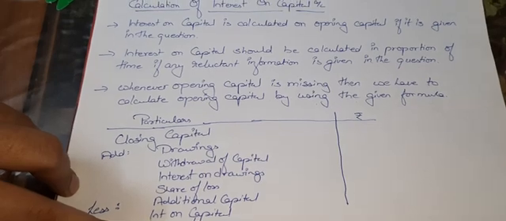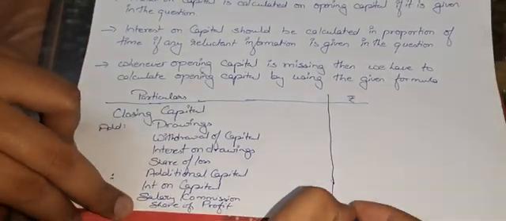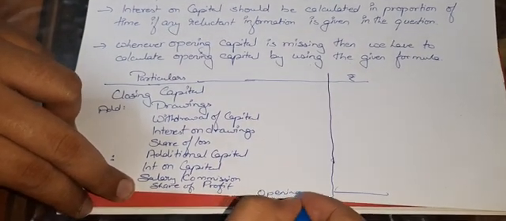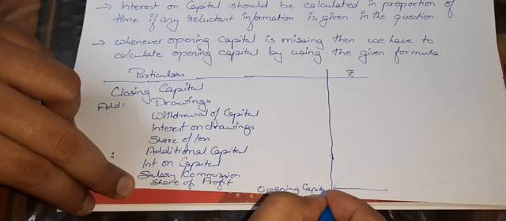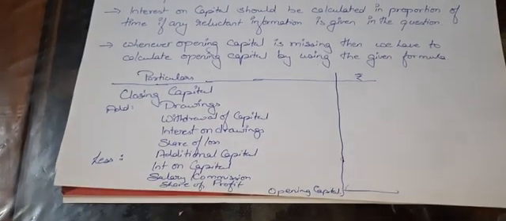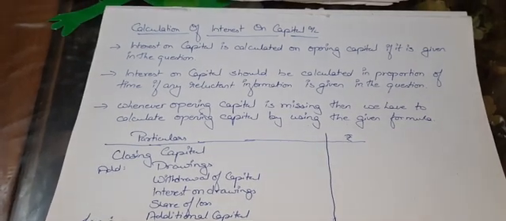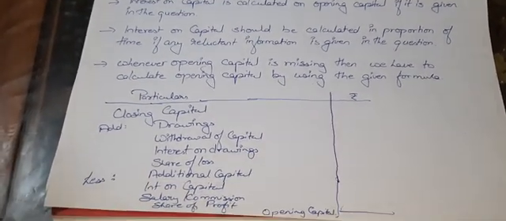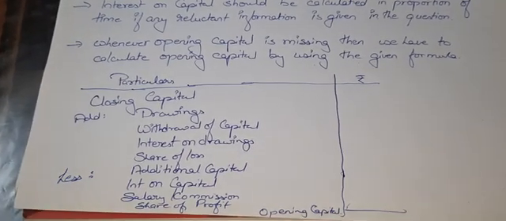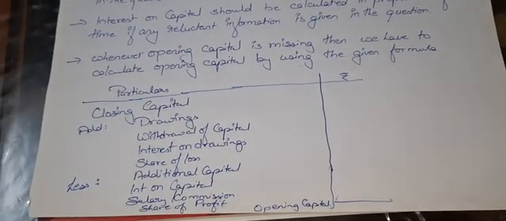This will help you to find out the opening capital, on which we are able to calculate interest on capital. So this is how interest on capital is being calculated. It is calculated always on the opening capital if it is given in the question. Any information relating to the proportion given on interest on capital is to be used, and whenever opening capital is missing, then we have to use this formula to calculate the opening capital.